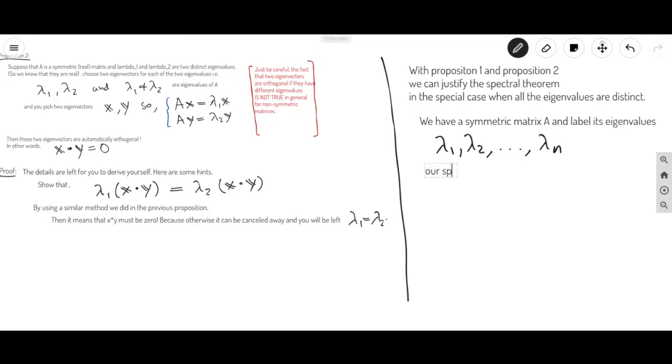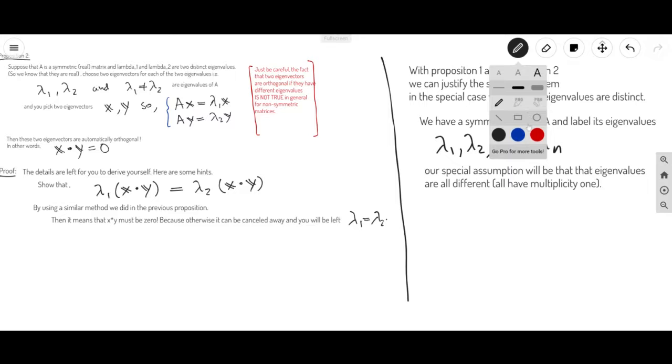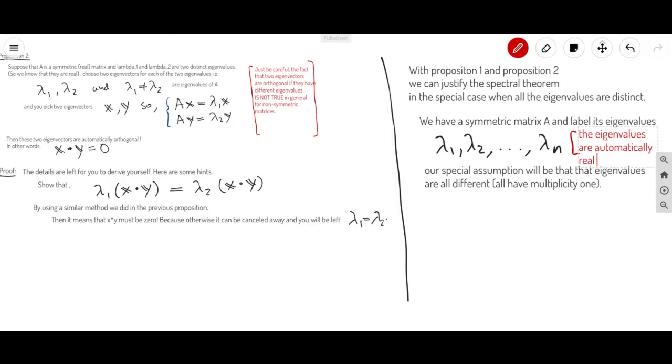And our special assumption will be that the eigenvalues are all different, so they all have multiplicity 1. And it's very easy to justify the spectral theorem. By the way, the eigenvalues must be real. That's the nice thing. So the eigenvalues are automatically real. That's proposition 1. And then you find the eigenvectors.